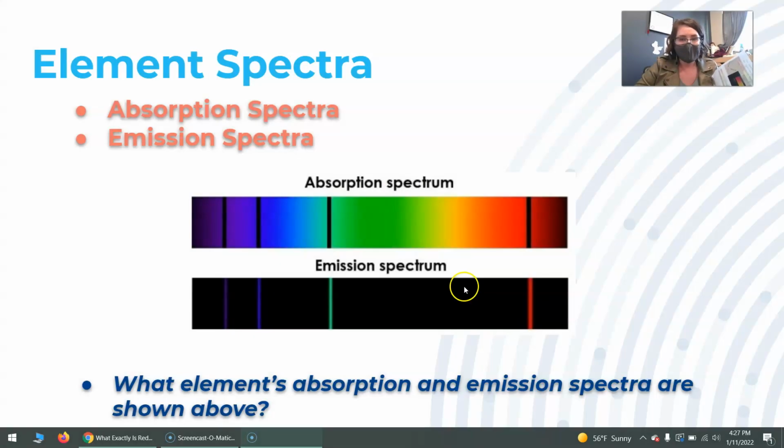It's hydrogen. So these are the absorption when it absorbs light and the emission when it emits light, or basically reflects light. It's emission spectrum. So make sure you know that those are the two differences between these. The emission spectra are going to be mostly a black bar and the absorption is going to be just with these black lines missing. So that's how you tell the difference.